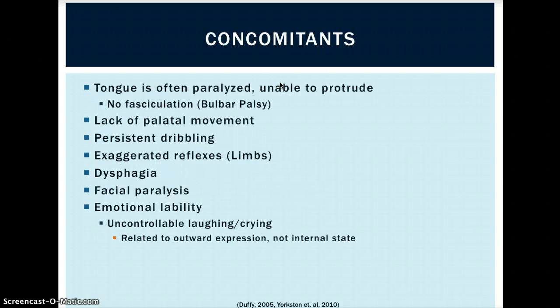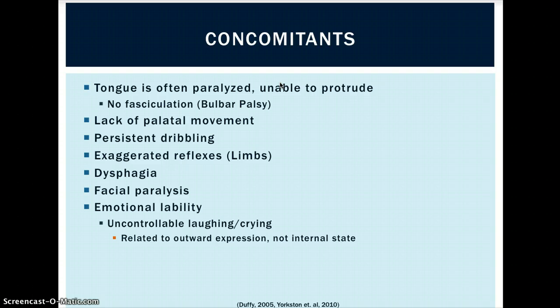So, some things associated with pseudobulbar palsy. The tongue is often paralyzed and unable to protrude at all in the most severe cases. Again, we're not going to see any fasciculation here. It's going to be hypertonic. The weakness of the tongue, that will be more of a bulbar issue. So lack of palatal movement is something we're going to want to look for.